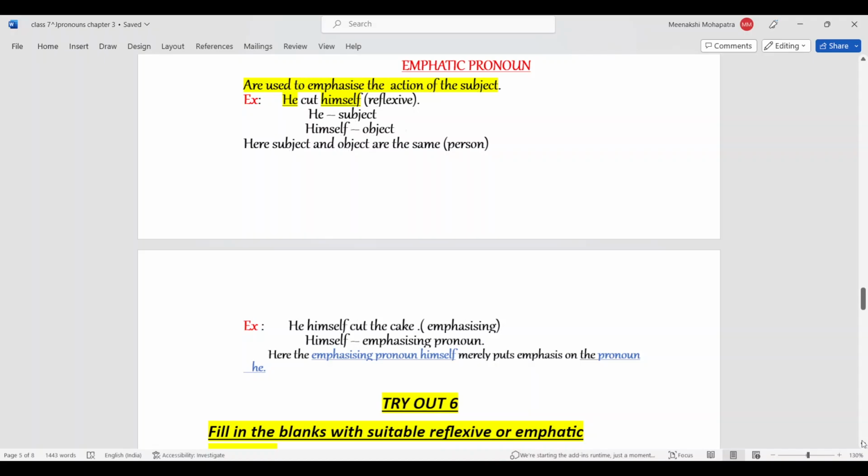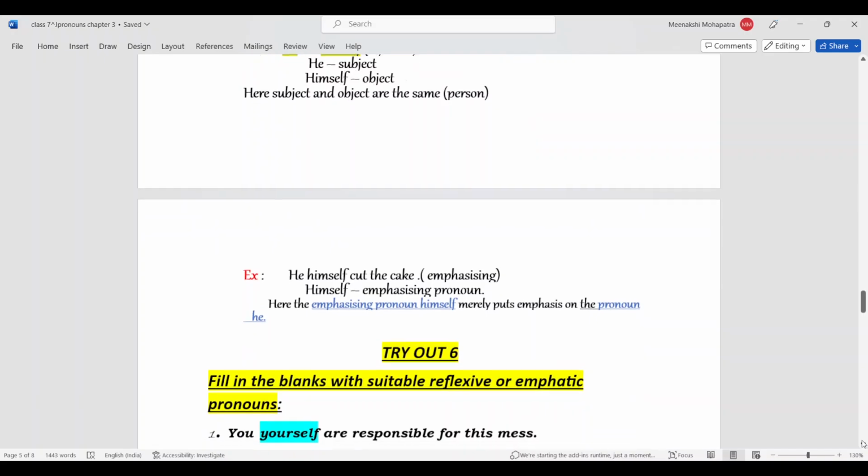But in the second example, he himself cut the cake. Now, himself becomes the emphasizing pronoun. Why? Because he himself is doing the action. But he is doing it on whom? He is doing it on the cake. Here, the emphasizing pronoun himself merely puts emphasis on the pronoun he.